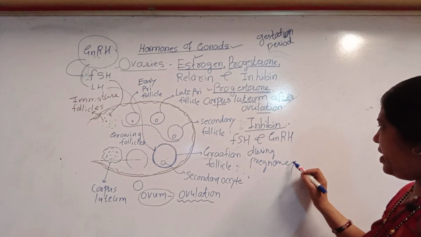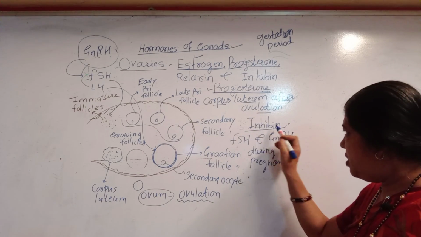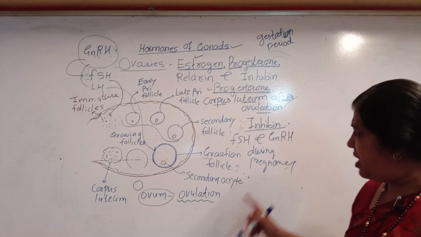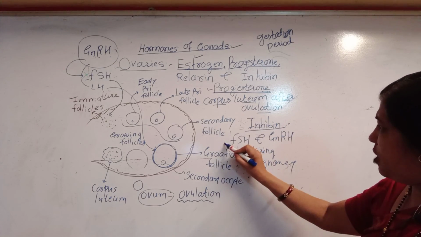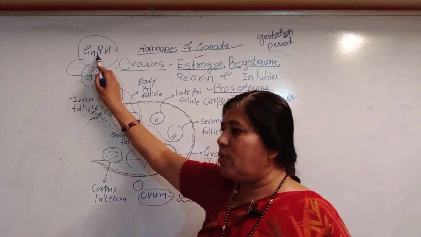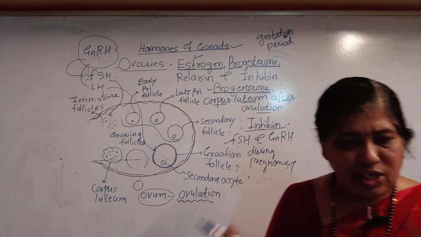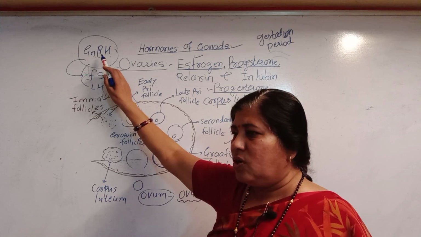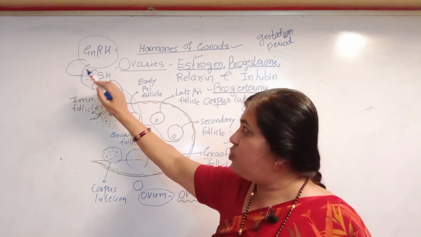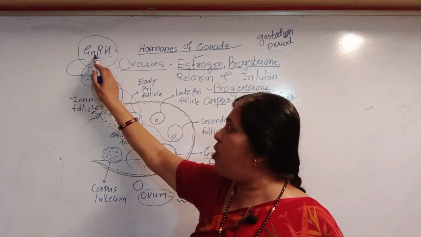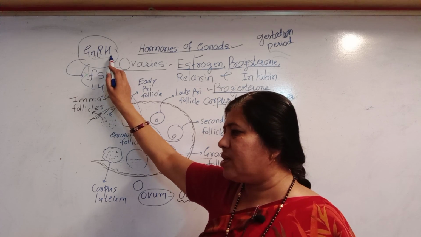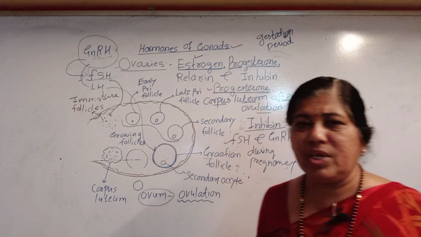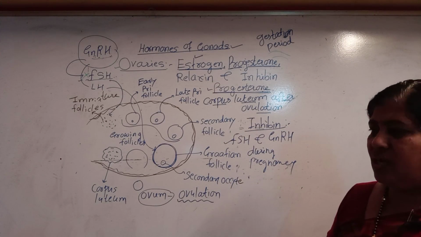So during her pregnancy, the inhibin hormone is secreted by the corpus luteum, and inhibin inhibits secretion of FSH and secretion of GnRH. Means inhibin inhibits the hypothalamus to stop the secretion of gonadotropin releasing hormone. It also inhibits the anterior pituitary to stop the secretion of follicle stimulating hormone.